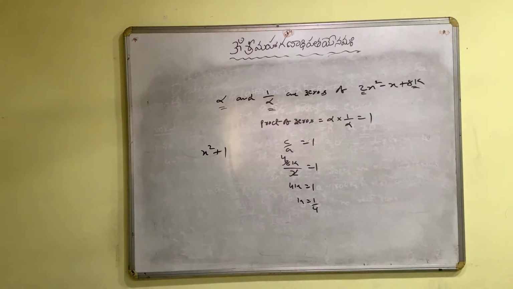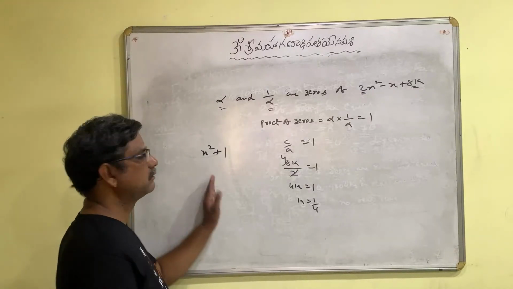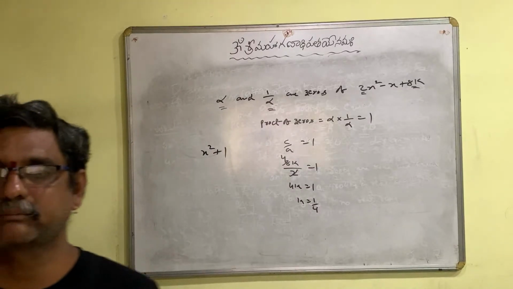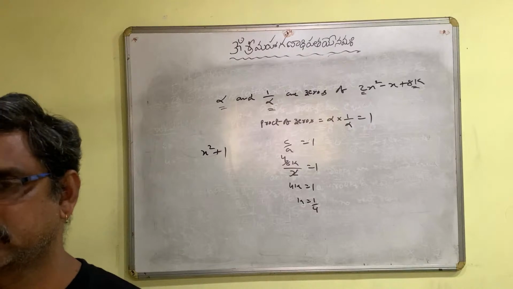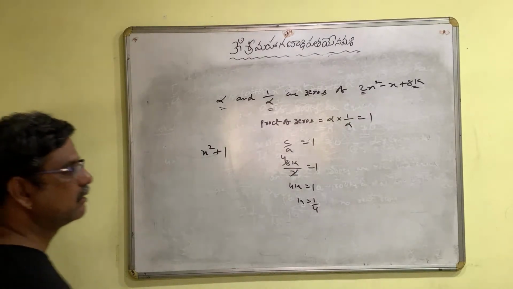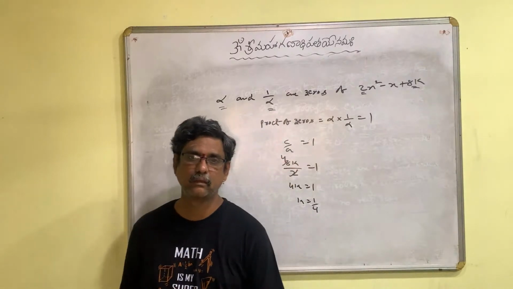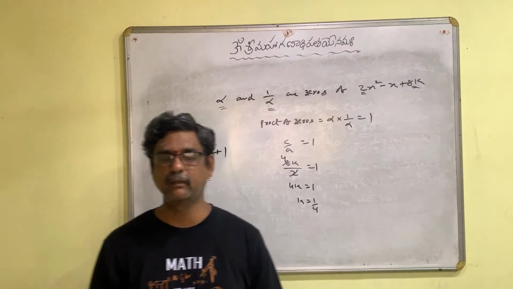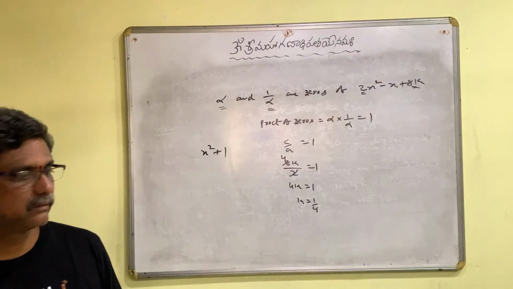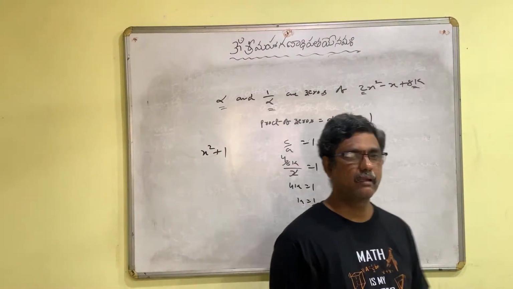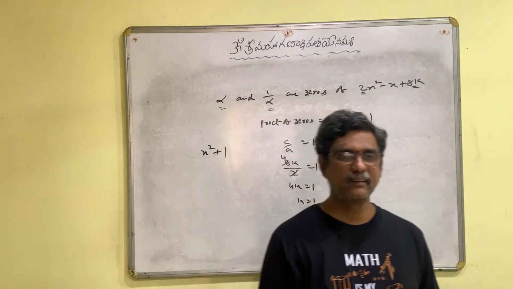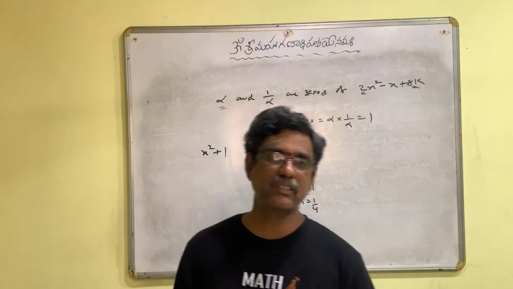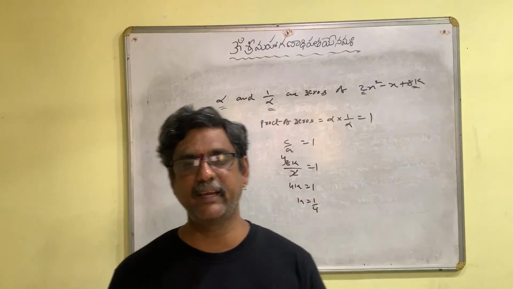Children, what are the zeros of this polynomial? What are the zeros of x square plus 1? Very, very important question. 2? 2 square plus 1 is 5. If we insert 2 in the place of x, we are getting 5, we are not getting 0.